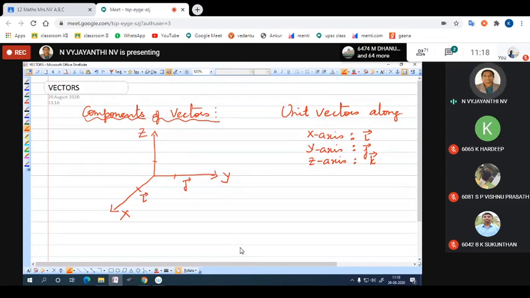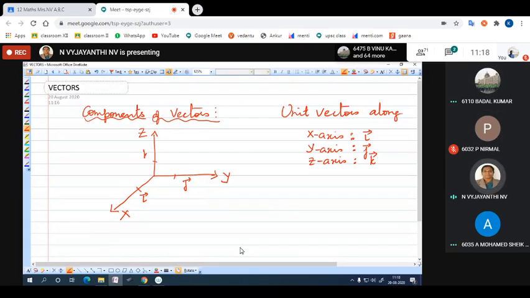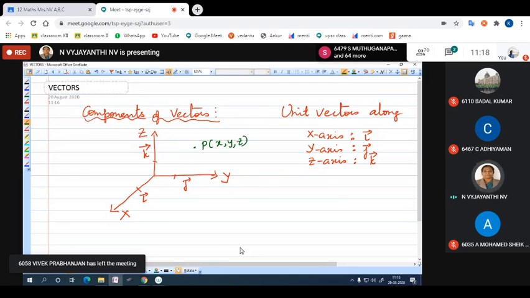What is the unit vector along the x-axis? i vector. Unit vector along the y-axis? j. Unit vector along the z-axis? k vector. So if you have a point P on this plane with x, y, z as its coordinates, then how to write this OP vector?